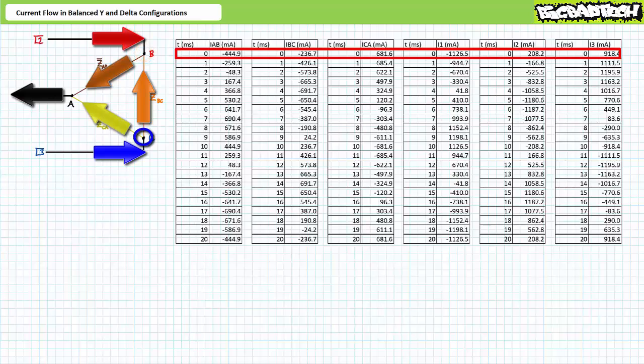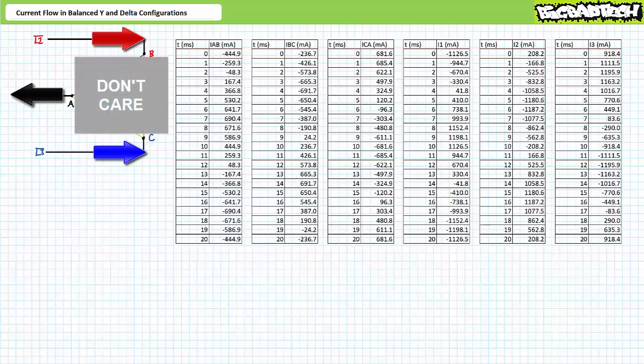Finally, consider an application of Kirchhoff's current law at node C. 918.4 milliamperes of current enters node C through line 3. 681.6 milliamperes of current leaves node C through impedance element ZCA. Finally, 236.7 milliamperes of current leaves node C through impedance element ZBC. 918.4 does in fact equal 681.6 plus 236.7. In all cases, what came in does indeed come out.